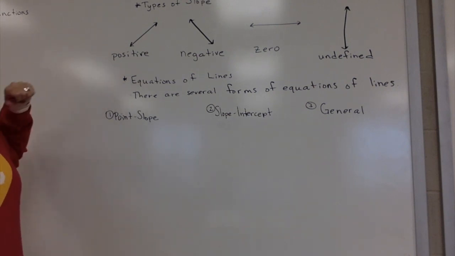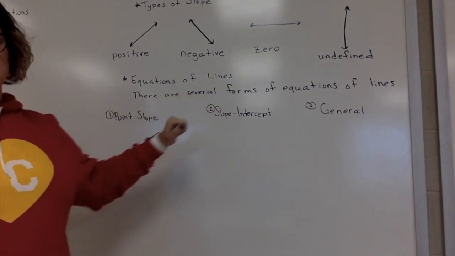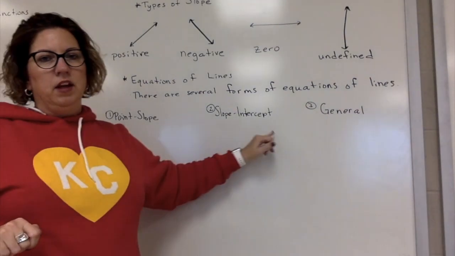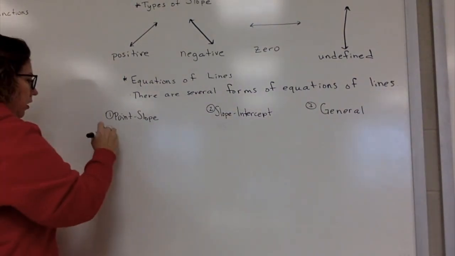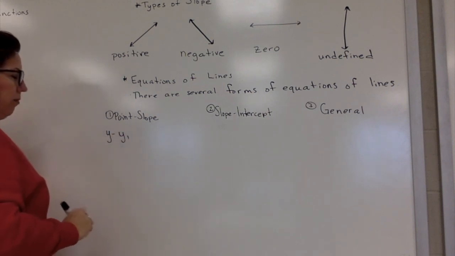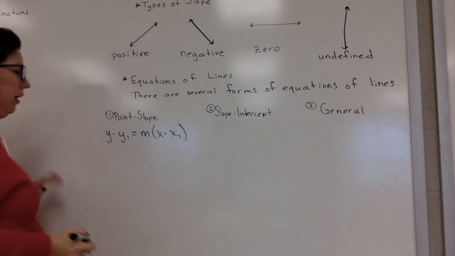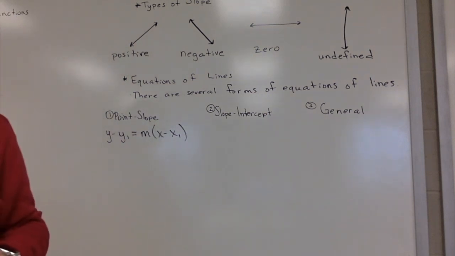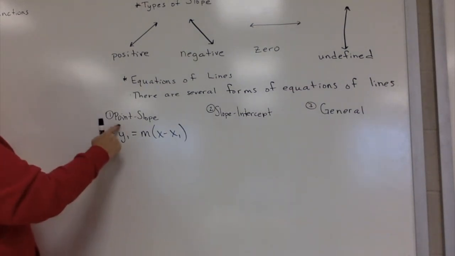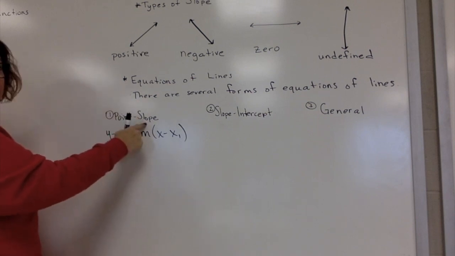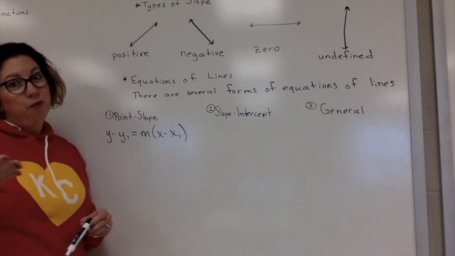Then we talk about specifically equations of lines. There are several different forms of equations of lines. We're going to talk about 3 of them. The first one is point slope form. Point slope form, you may or may not recall, is y minus y1 equals m times x minus x1. That is the generic form for that. And point slope form is nice because if we have a point and a slope, then we can write the equation of a line. That's why it's called point slope form.